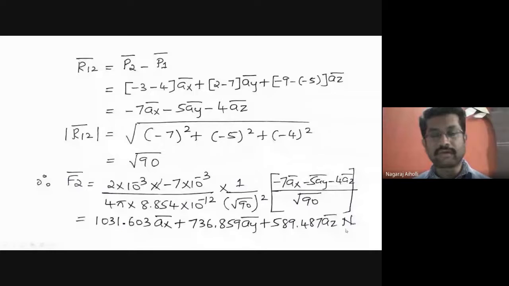What is the unit of the force? Newton. You should not miss that. You will have to mention the unit also. It is in terms of newtons. This is the final equation for the force F2 bar.